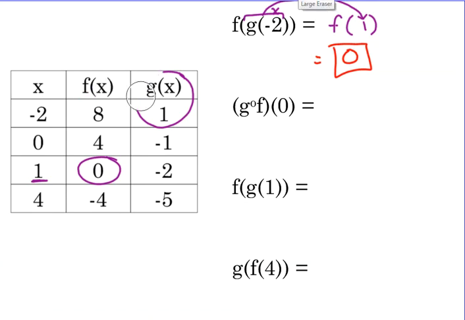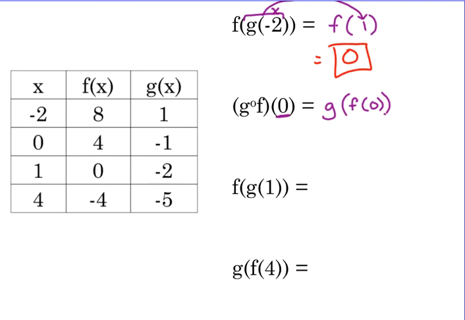Let's reset things a little bit. Still using the same table, just looking at a different composition. This time we're looking at g of f of 0. Remember, that's not my favorite notation, because when it's written like that, it looks like we're just supposed to do the composition and then multiply everything by 0. So the answer would be 0, but that's not really what it is. It's the exact same thing as writing it this way. So I go ahead and do that to remove any confusion.